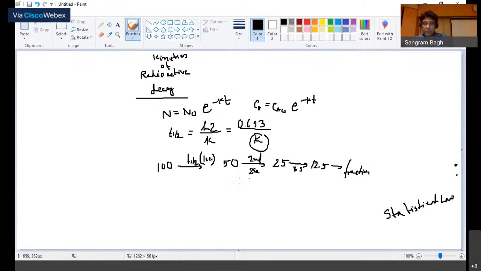So this is a statistical law. This doesn't mean that after one half-life, this is going to be 50 atoms. There is a possibility that you start from 100 atoms, and after the first half-life, instead of 50, it is just 32 atoms. And after the second half-life, it does not necessarily have to be 16. There is a possibility that in the second only two atoms decayed and you got 30, right?